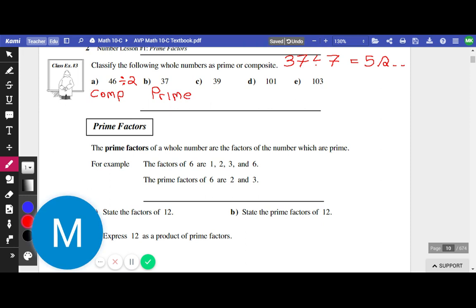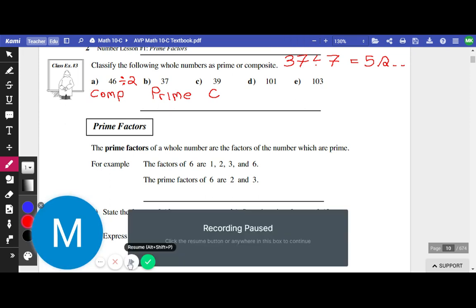Awesome. I can do the same thing with 39. Right? So 39 divided by 2 doesn't work. 39 divided by 3 did work. I went 39 divided by 3. I got 13. That means this is a composite. I want you to try with the 101 and 103 and try to figure out if they're prime or composite. Okay, so you can use your phone as a calculator if you need to, whatever you need for today, just so you can divide some numbers.